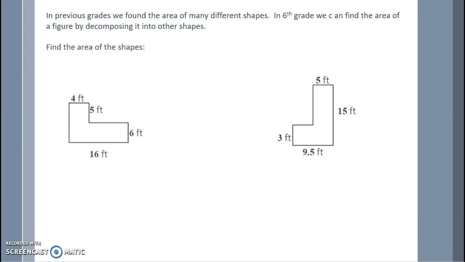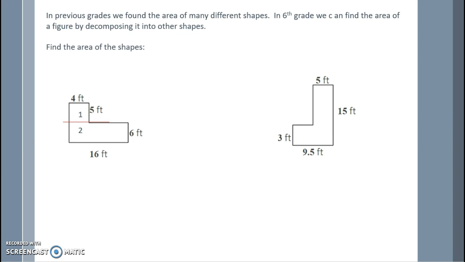So in previous grades, we found the area of many different shapes. In sixth grade, we can find the area of a figure by decomposing it into other shapes. So we have some irregular shapes here that we need to find the area of. When I look at these, I'd call them an L shape of sorts. I could break them into two different rectangles, a top piece and a bottom piece. I'll call them rectangle 1 and rectangle 2.